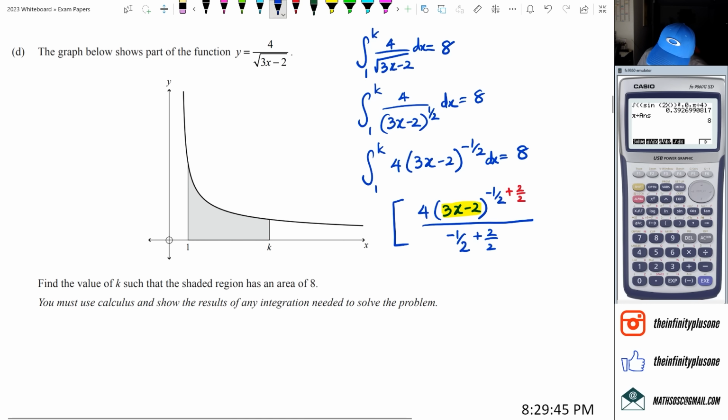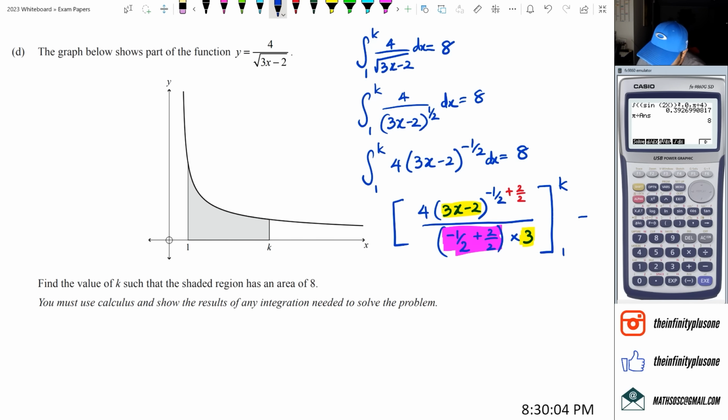So lots happening here. The pink part is my new power, dividing by the new power, and then multiplying it with the differentiation of the bracket. That is from the yellow bracket. The 3 is from the yellow bracket. Now if you do have an easier way of doing this, by all means go for it, but that's just the way I do it.